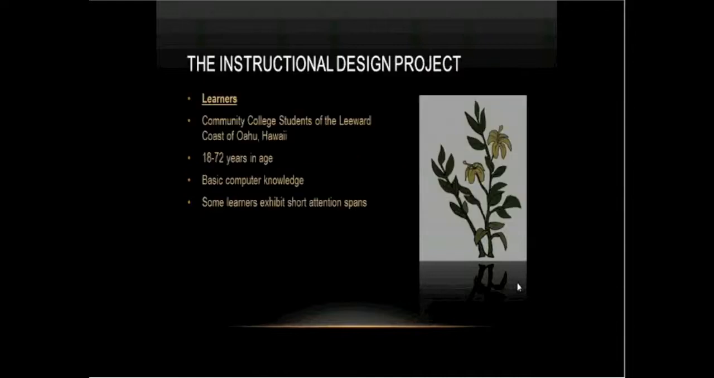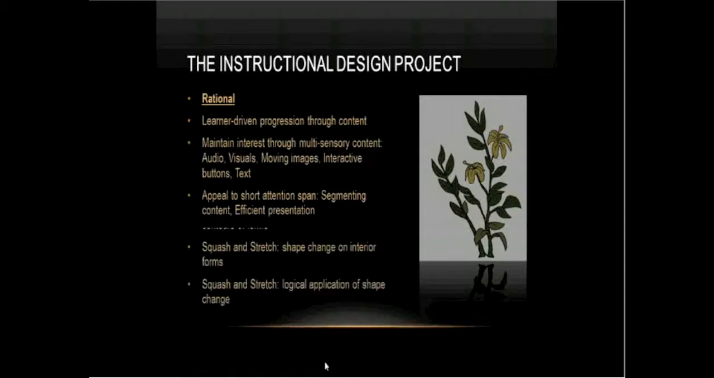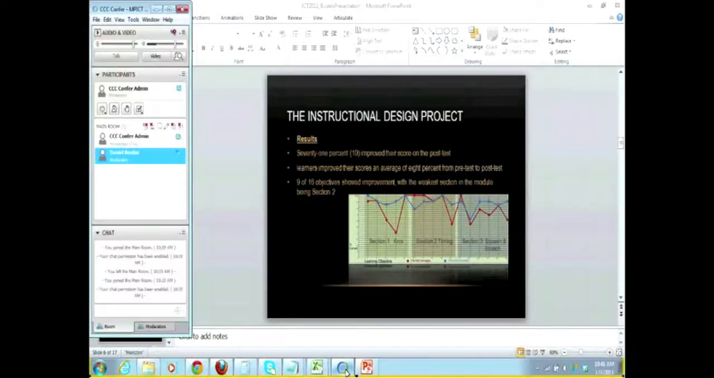So in the project, the results were tested for 16 objectives. 9 of them showed improvement. It was only a group of 15. One of the sample had to be excluded because they had not completed the post-test properly. So it was a small group test, but from that, 71% improved their scores on the post-test, and 9 of the 16 objectives showed improvement.